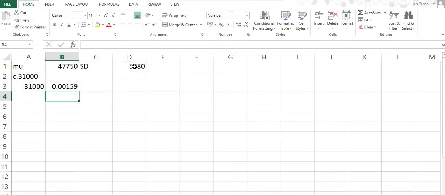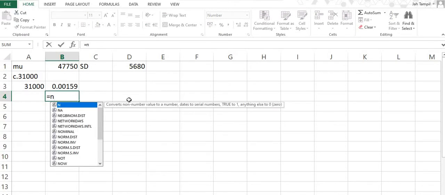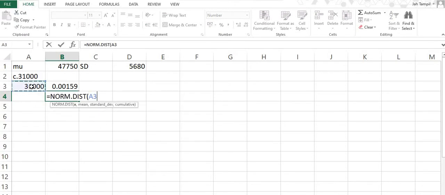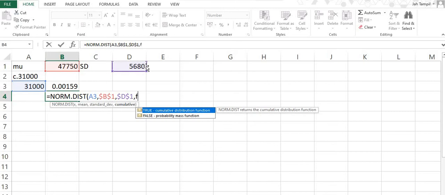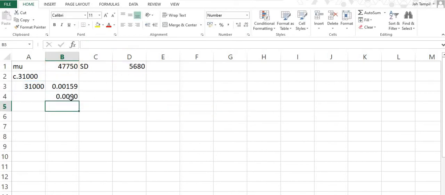And now what if it's just exactly 31,000? So I will do the same process. This time I will put the other one as false. So that's the equal sign, norm.dist again, this value again, comma, the mean with the dollar sign or F4, comma, the standard deviation, F4 or dollar sign. Now this time I will put false and I will click enter.